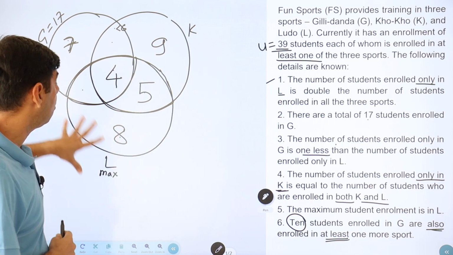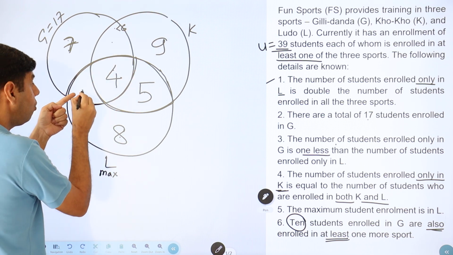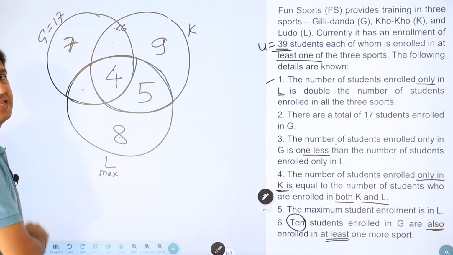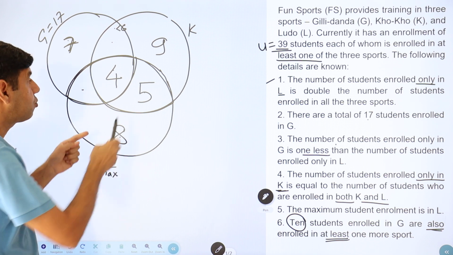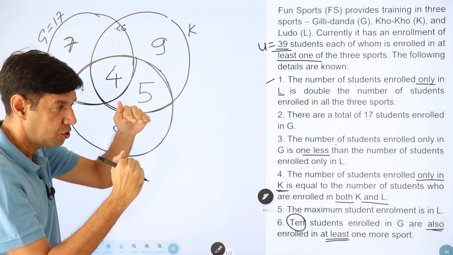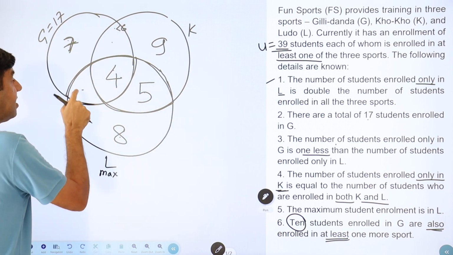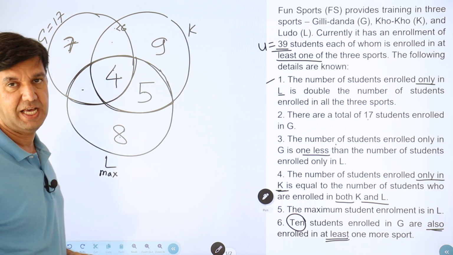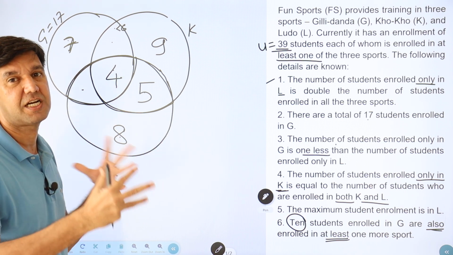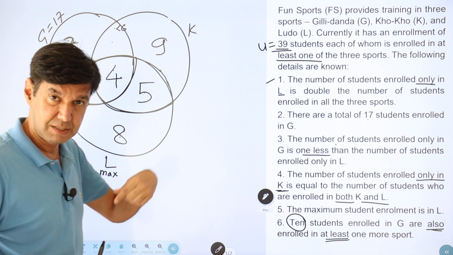But overall, I want this region to be more than the other one. So this unknown one has to be at least 2 more than that. Why at least 2? 1 to compensate for this. This currently is 1 less. So it has to come up to its level and go 1 beyond. So this number has to be at least 2 more than that number. So this is what I mean. Learn logic. It may not be in this set, but will help you in some other sets for sure. Let's move to the next step.